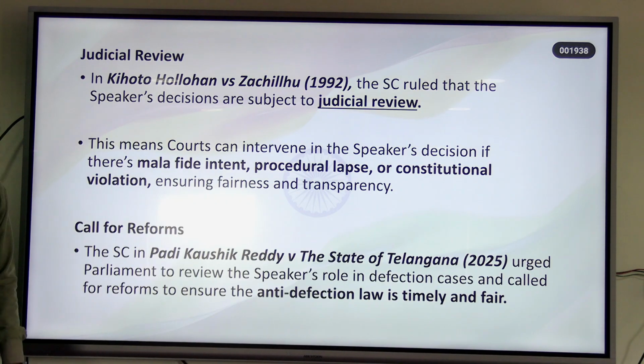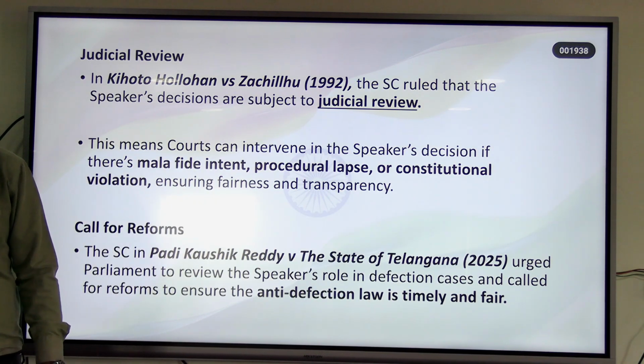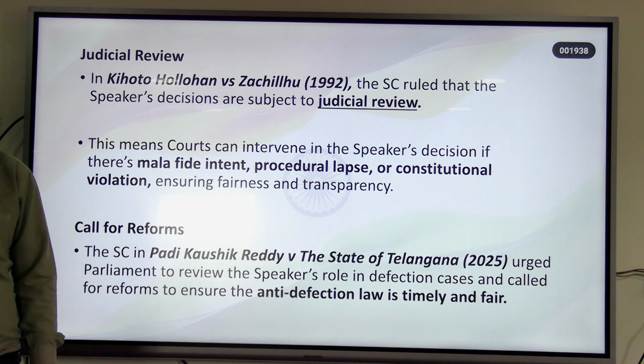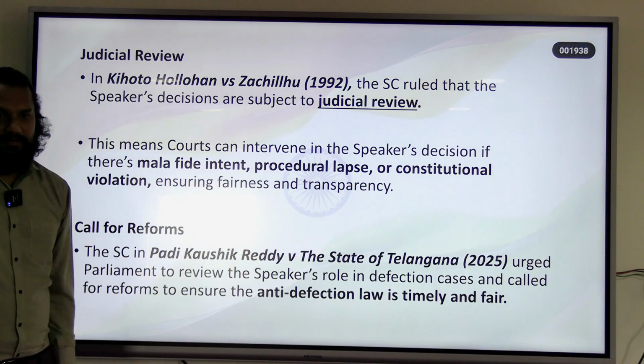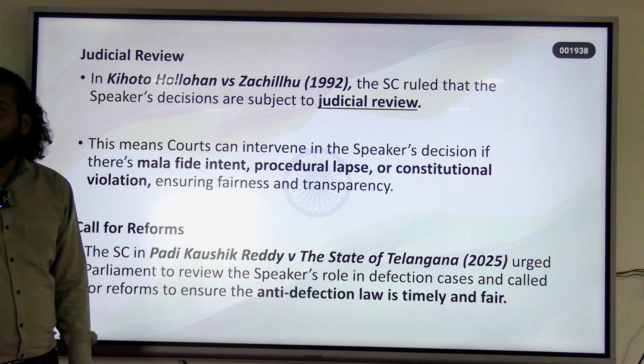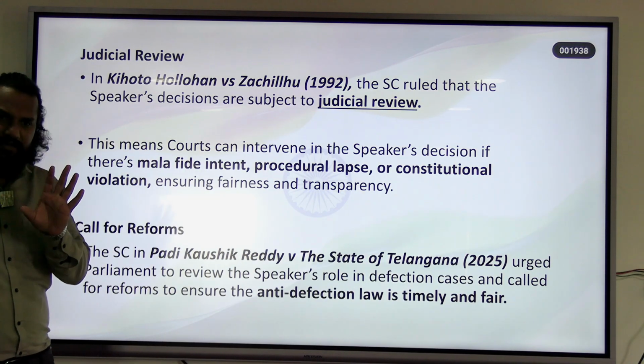And next, one more case is there, Kihoto Hollohan. That is a very famous case. In this case, the Supreme Court ruled that the decision of the speaker comes under judicial review if it is malafide, biased, or unconstitutional. If the speaker does the investigation of that anti-defection case, and if that investigation is biased, malafide, based on false information, or a misconduct by the speaker, then in that situation that member can file a case against that decision in the Supreme Court. So judicial review is there in this anti-defection law on the decision of the speaker, or presiding officer, not only speaker.